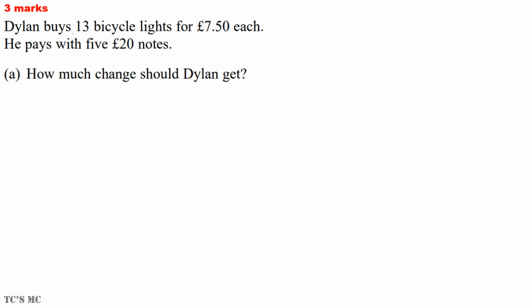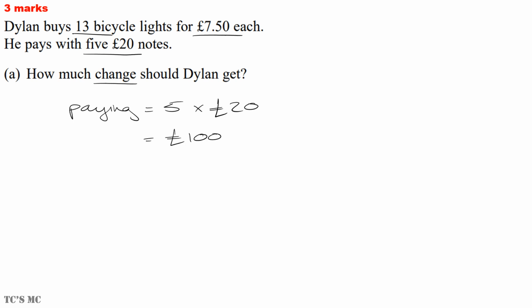Dylan buys 13 bicycle lights for £7.50 each. He pays with 5 £20 notes. How much change should Dylan get? First of all, I'm going to work out how much he is paying. Dylan is paying with 5 lots of £20 notes. So 5 multiplied by 20, and we get £100.